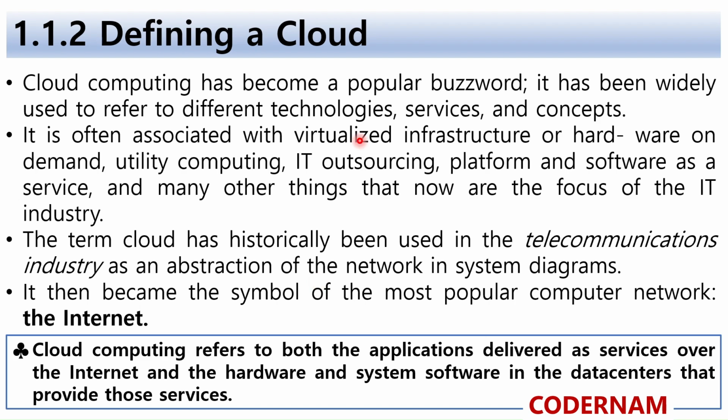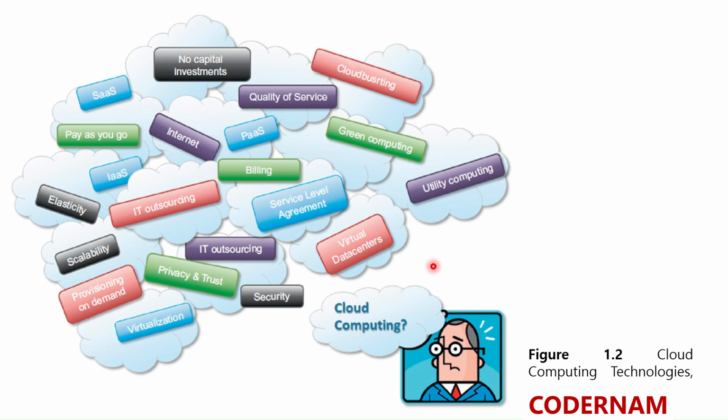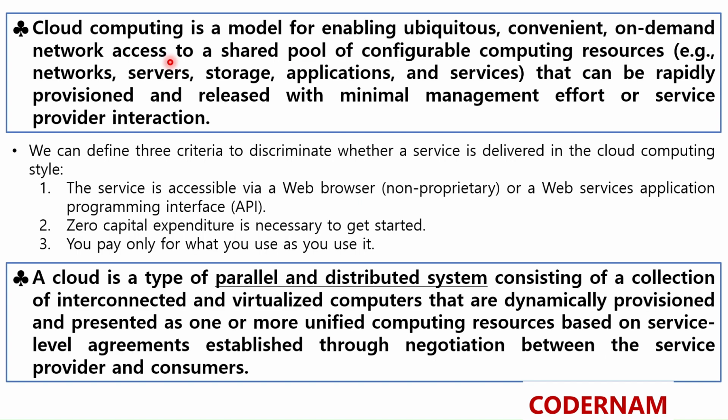Cloud computing has become a popular buzzword, and it is being used widely for different technologies, services, and concepts. The term cloud has historically been used in telecommunications, and it became the symbol of the most popular computer network, that is the internet. So this is another diagram showing platform as a service, software as a service, no capital investments, and all. So, we can define three criteria to discriminate whether a service is delivered in the computing style.